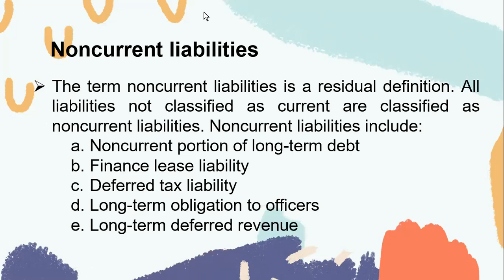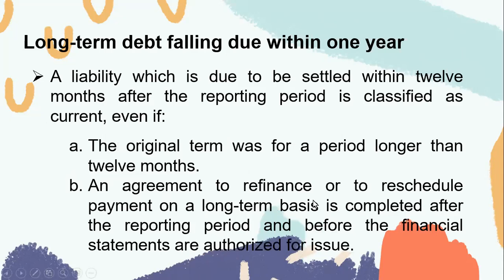So next is the non-current liabilities. The term non-current liabilities is a residual definition. All liabilities that you cannot identify as current liabilities are non-current. These include the non-current portion of long-term debt, financial lease liability, deferred tax liability, long-term obligation to officer, and long-term deferred revenue. Basically, whatever cannot be identified as a current liability is considered non-current. So next slide.